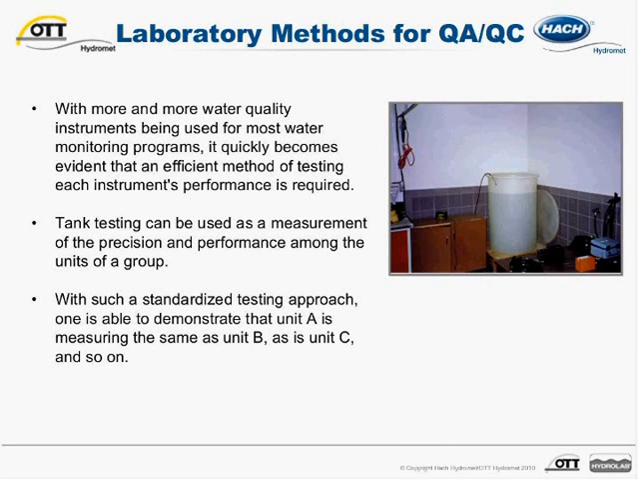One element complicating QA/QC programs is that more and more water quality instruments are being used for water monitoring programs. Testing instrument performance individually can take more time than what is available. A good way to test multiple instruments simultaneously is via tank testing. Setting up multiple instruments in the same tank can be used as an indicator of repeatability and performance among units of a group. Such an approach allows one to demonstrate that one unit is measuring within reasonable limits of the rest.